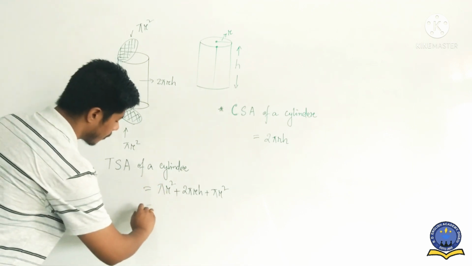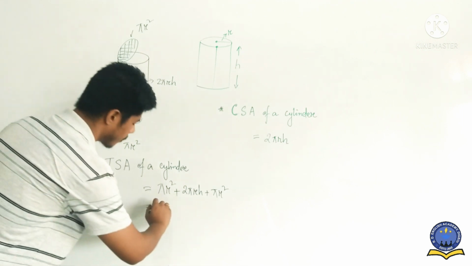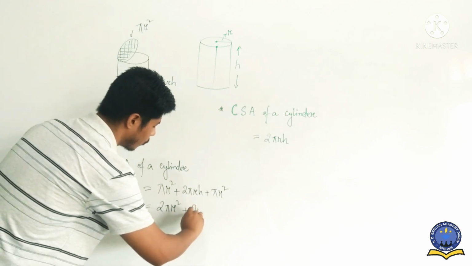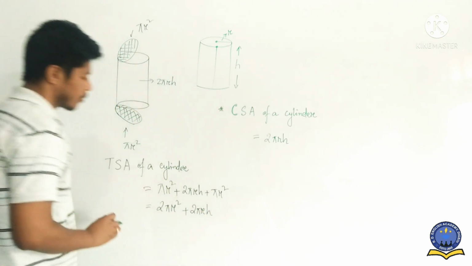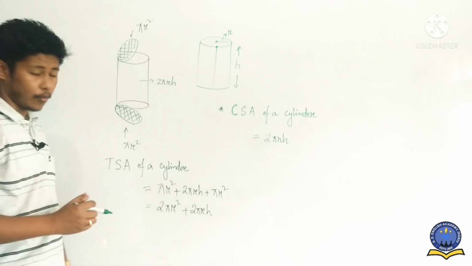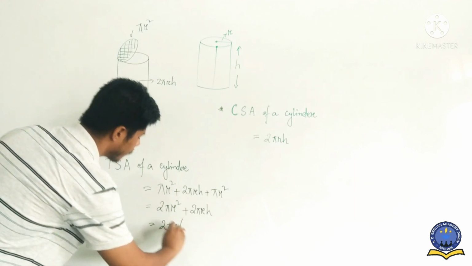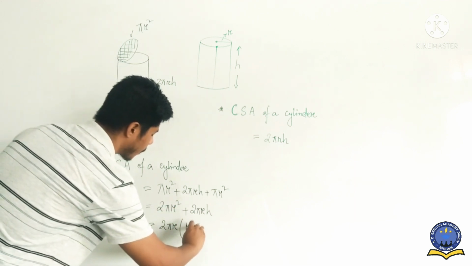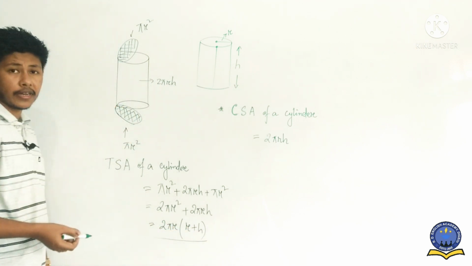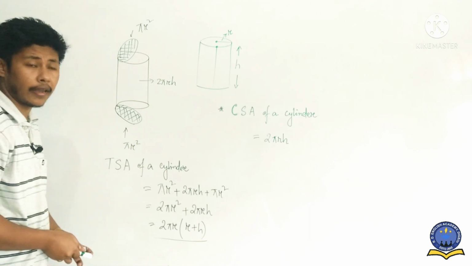If you calculate pi r square plus pi r square, how much? 2 pi r square. So we write 2 pi r square plus 2 pi r h. If you simplify this, 2 pi r is common. If you take 2 pi r common, then here remains r plus h. So this is the formula of total surface area. Is it clear?